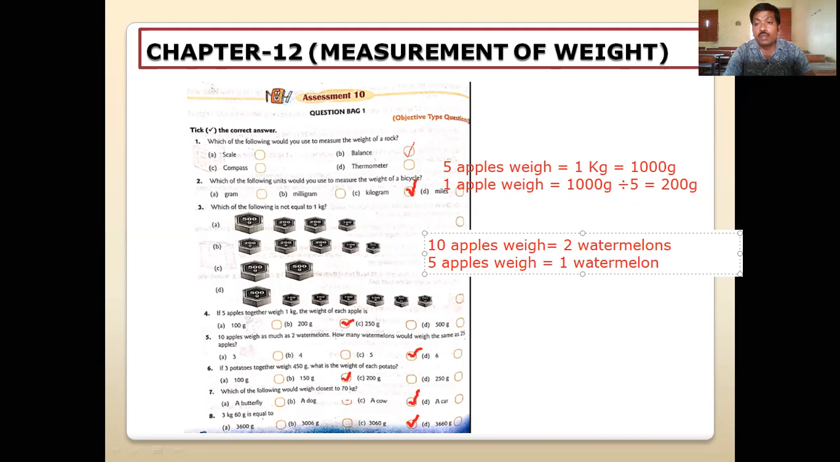Okay, 1 watermelon. Here 5 is half of 10. So half of 2 will be 1. And now what does the question say? 25 apples.